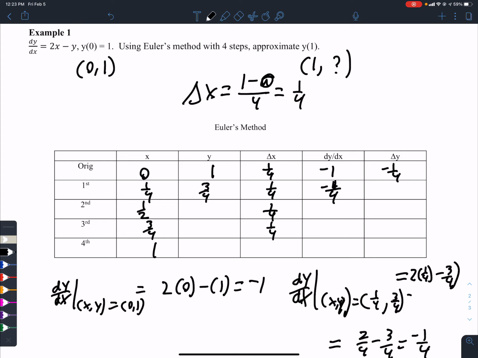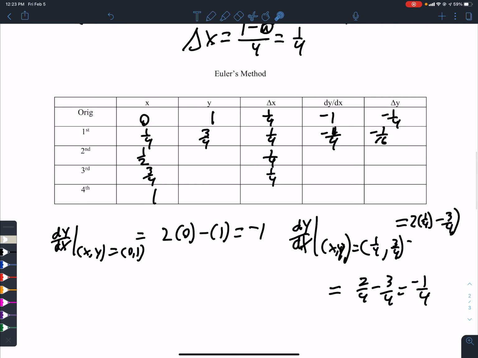Ooh, we're going to get some ugly numbers here. So delta y is the slope times the change in x to get change in y. That's going to be negative 1/16. So this is 12/16 minus 1/16. 11/16 is the new point there.